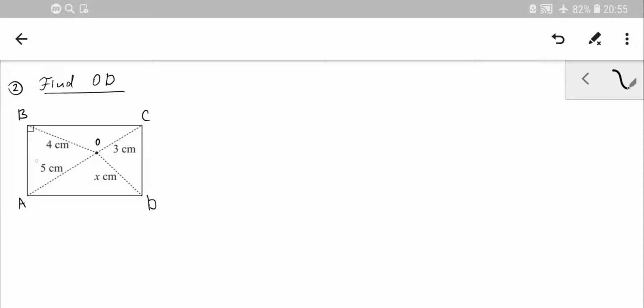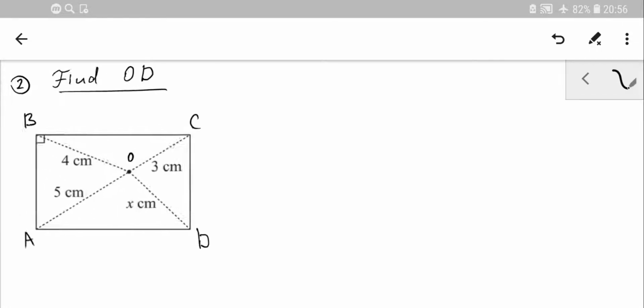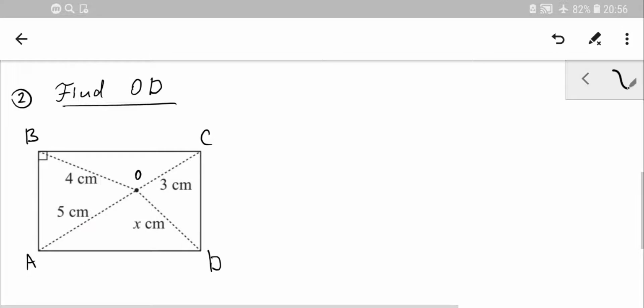You're given a rectangle ABCD and you have some point somewhere so that you have corresponding distance to each vertex, like 4, 5, and 3 centimeters, okay? And here you need to find x, so distance from O to D. Okay, so let's first of all pause the video and try to do it on your own, okay? And I'll try to give my explanation. Okay.